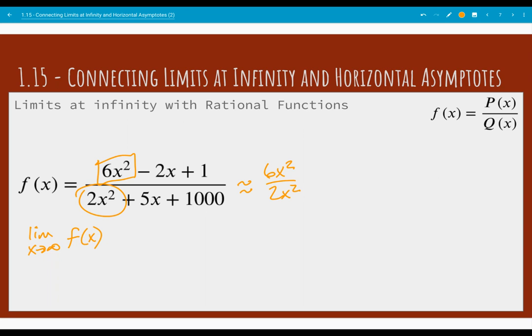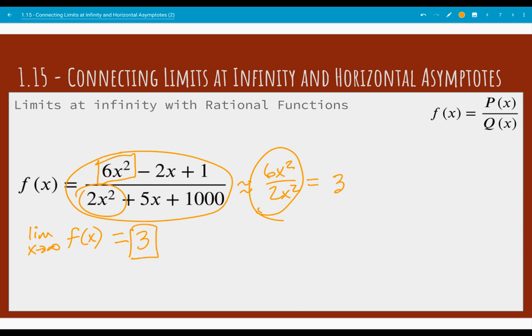Well, using algebra, this expression, with the x squareds canceling, is the same thing as just 3. So what we're saying here is as x gets really, really big, this function is going to behave like this function, and that function is identical to the number 3. So we can say that this limit is going to be 3.